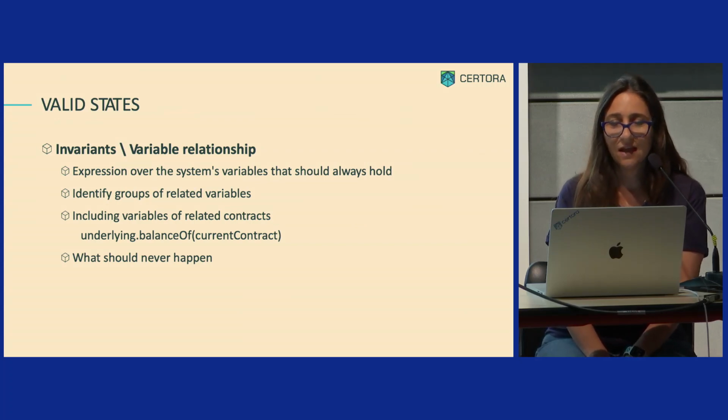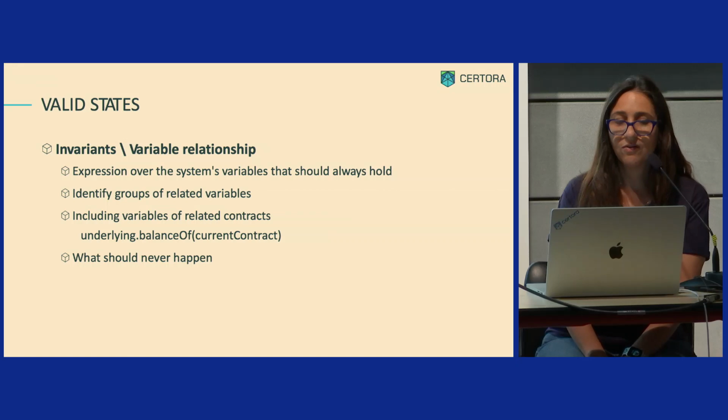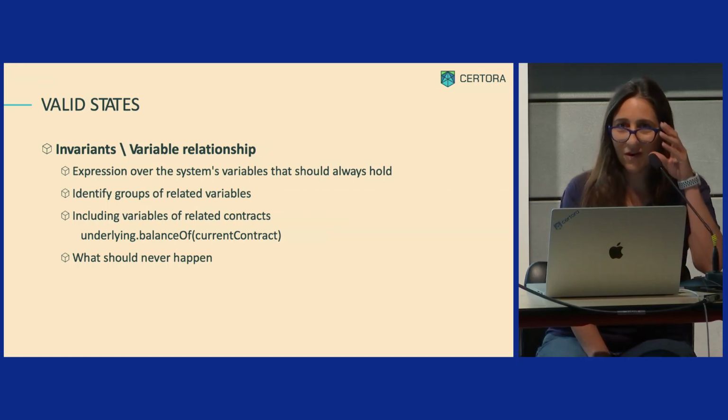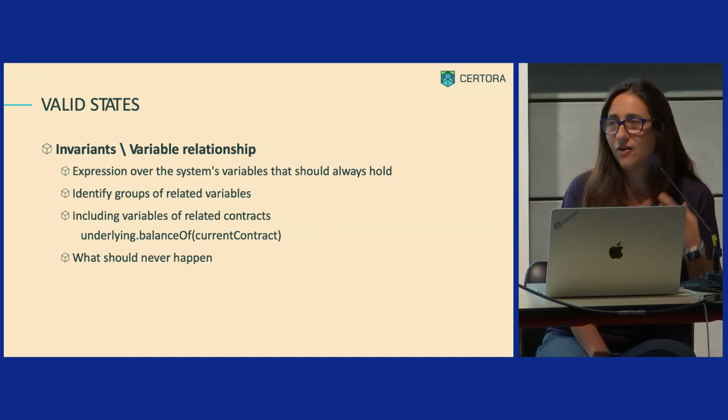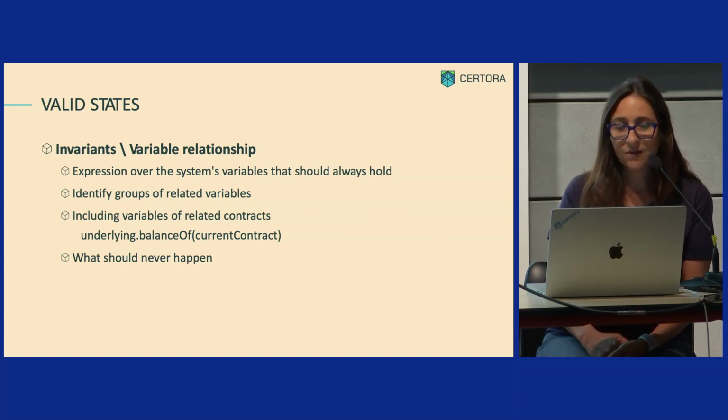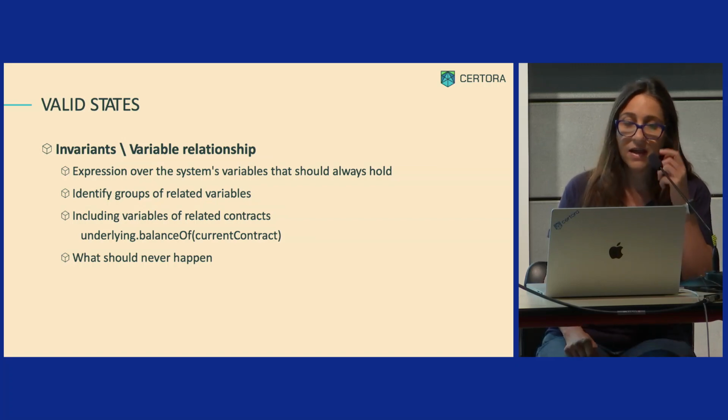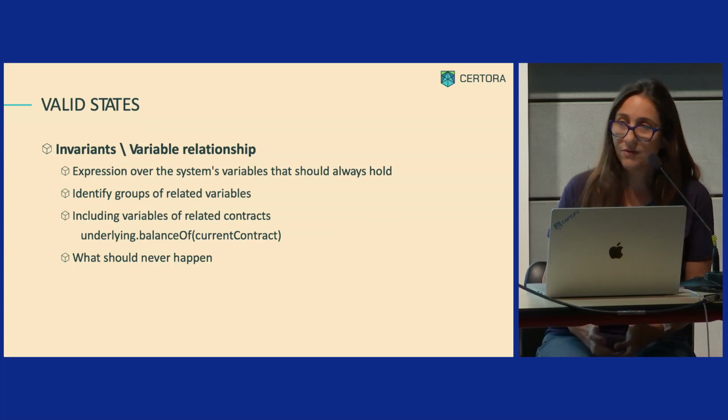Okay. The next type of properties is what we call valid states. Those are the very strong invariants, variable relationships that we also had Muli discuss when talking about induction and invariants. They are expressions over the system variables that should always hold. Okay. Again, we want to identify groups of related variables.